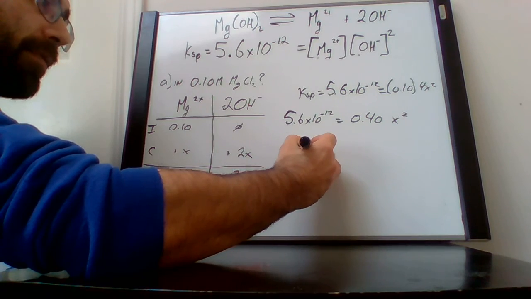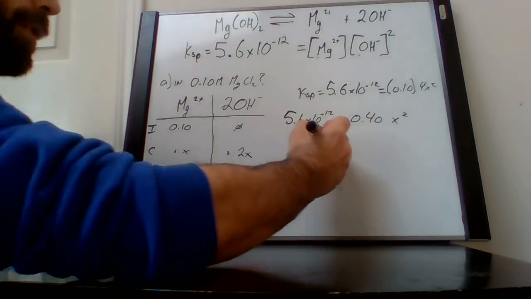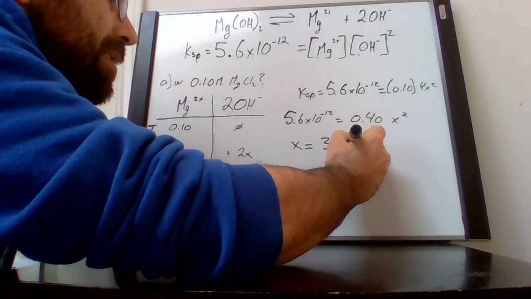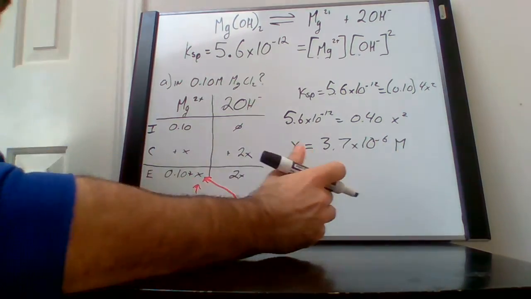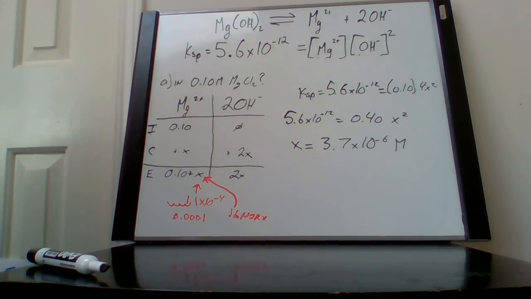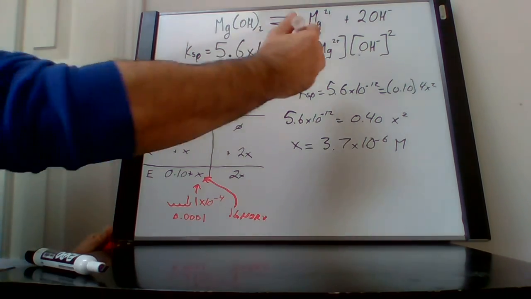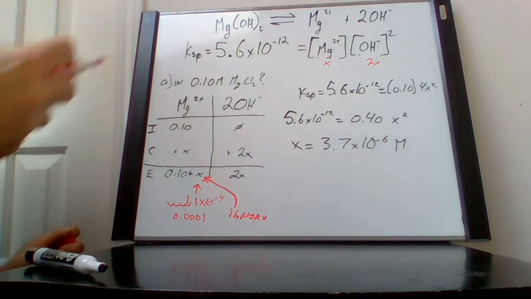I'm just going to divide out this 0.4 and then square root the resultant value, and I get an X value here of 3.7 times 10 to the negative 6 molar. Remember, X was representing our magnesium concentration, as we did in that last problem. We just had X, and that makes that 2X.